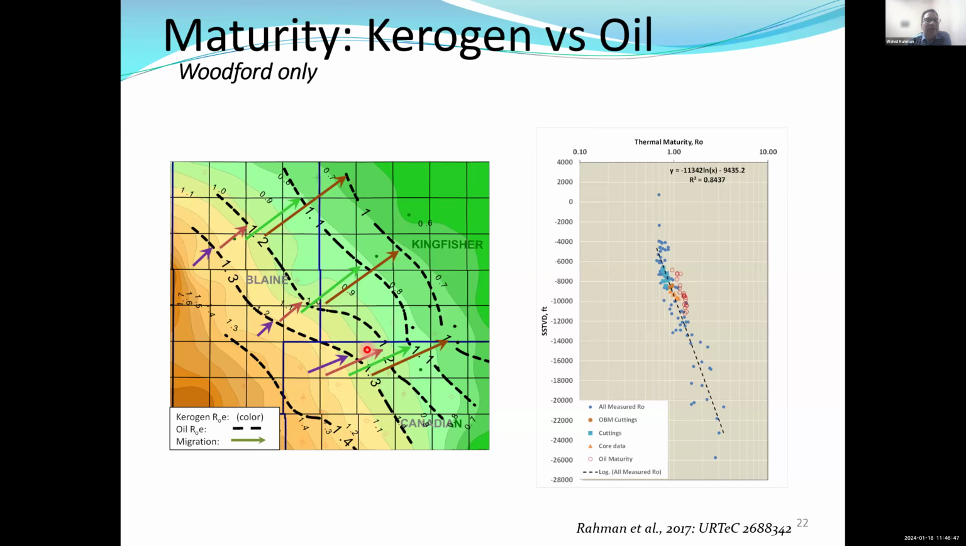So if we take this data here on the left-hand side, kerogen maturity versus oil maturity, how do we do that? Look at the left-hand side. The bigger arrows indicate bigger migrations. So where you see 1% oil equivalent, the thick dotted black lines, 1% equivalent maturity fluid is getting hosted by 0.7% equivalent rock. So as you go from the kitchen, this is the beauty of the first slide I showed you, as you go far away from the kitchen, you see more migration.